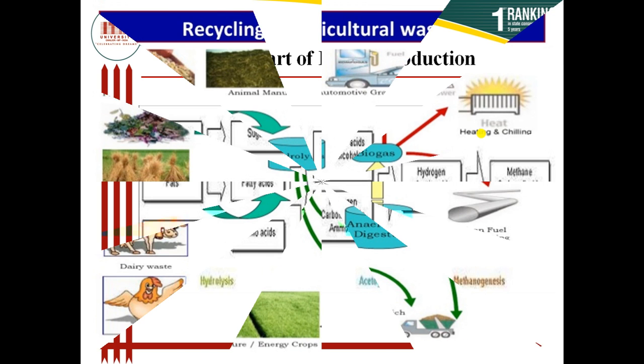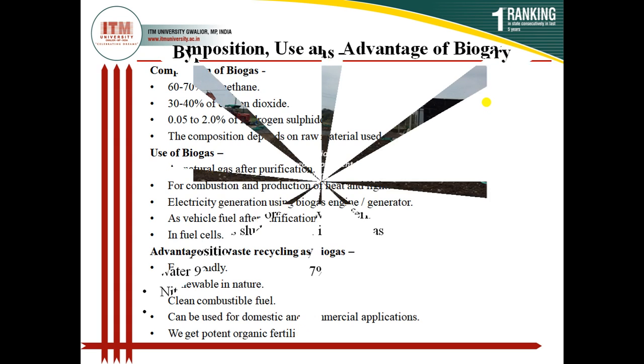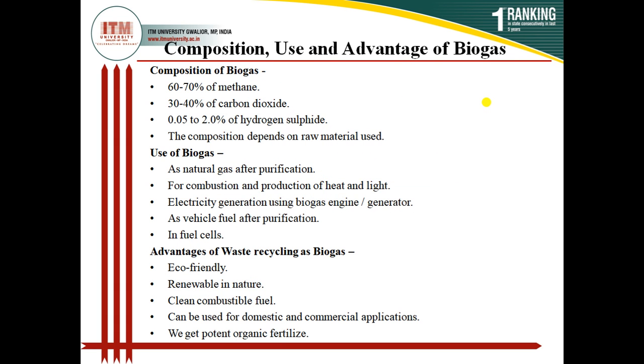Even one more thing I want to tell you: this biogas will ignite the engine and electricity is generated. A lot of heat is generated there. Then the heat is transferred to the vapor absorption machine and a cooling effect is generated. So all the energy can be utilized. So these are the composition, use and advantage of biogas.